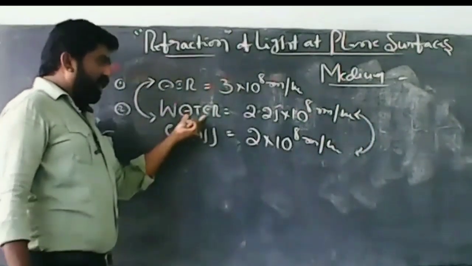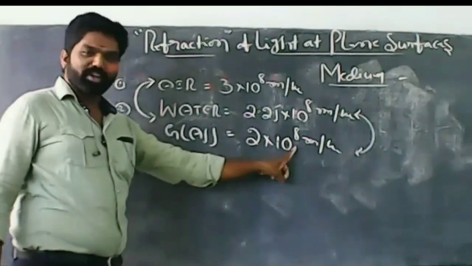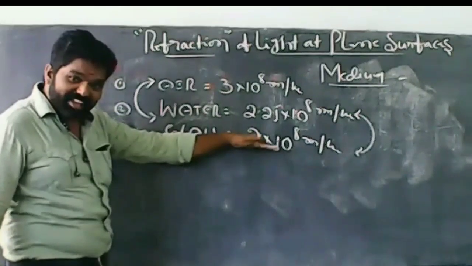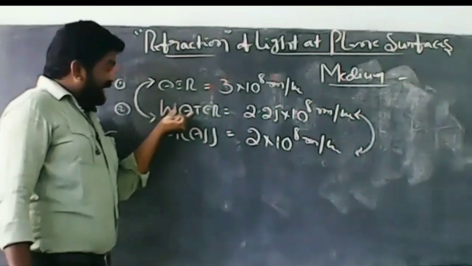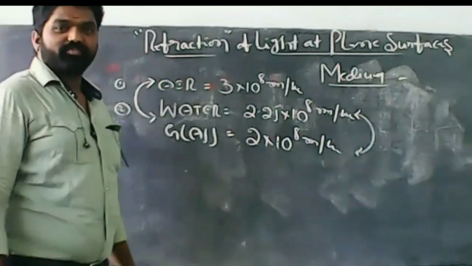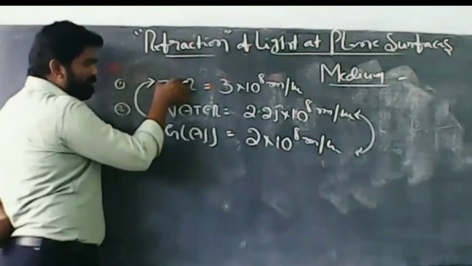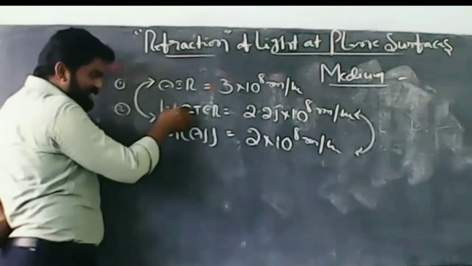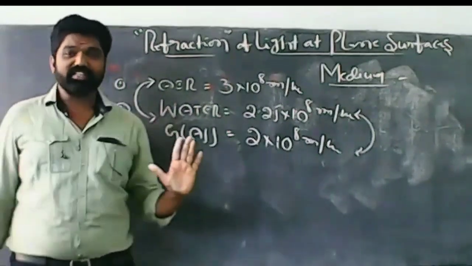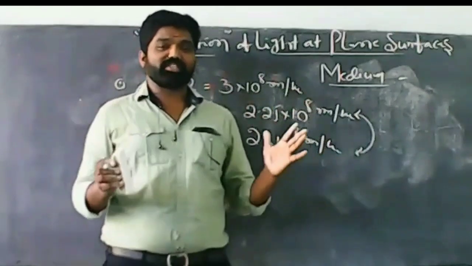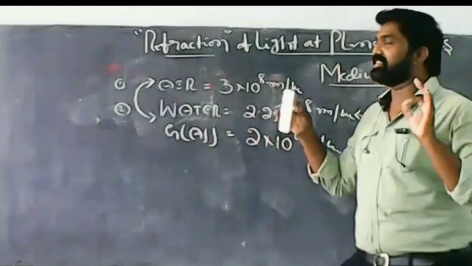Suppose we compare water and glass. The velocity of light in water is 2.25 into 10 power 8 meters per second. The velocity of light in glass is 2 into 10 power 8 meters per second, which is less than in water. So water is rarer and glass is denser. It means water is denser compared to air, and water is rarer compared to glass. So finally you can say that the velocity of light is more in a substance that is called rarer, and the velocity of light is least in a substance that is denser.